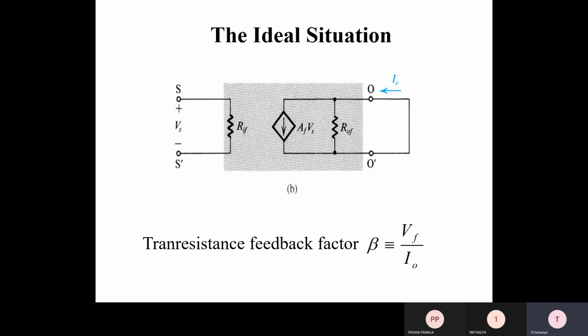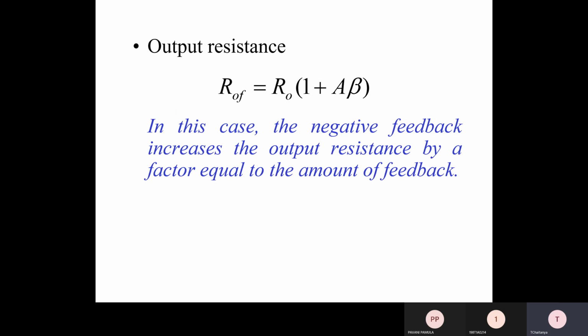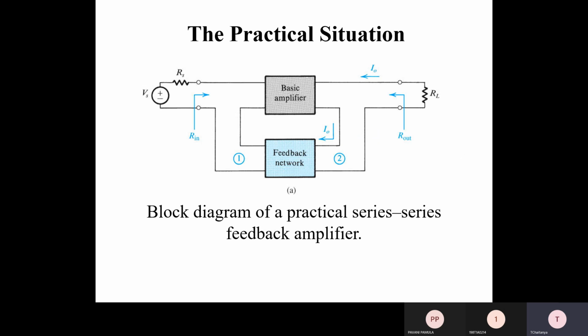VS is the source voltage, RIF is the input resistance, the forward input resistance, AF is the gain, the forward gain, and ROF is the output resistance of the op amp. This is the structure we can see inside the op amp. For that, input resistance also R1 into 1 plus A into beta, and R0 of F equal to R0 into 1 plus A into beta. This is the practical consideration.